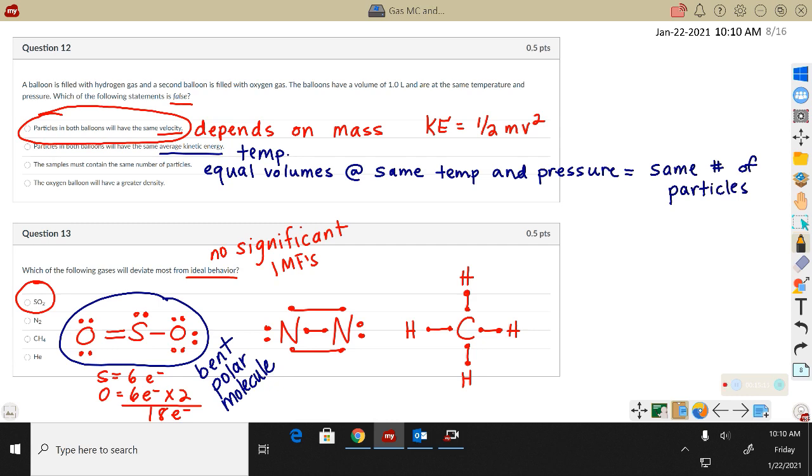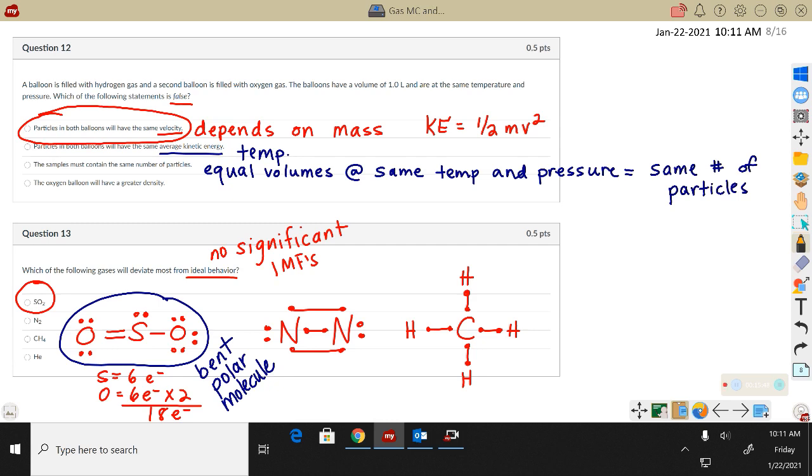Average kinetic energy refers to temperature. So if the balloons are at the same temperature, then yes, they have the same average kinetic energy. But even though they have the same average kinetic energy, that doesn't always translate into the same speed or velocity. Now the heavier particles are going to move at a slower velocity. So no, the statement that's false is the first one. The particles will not have the same average velocity. That depends on mass.